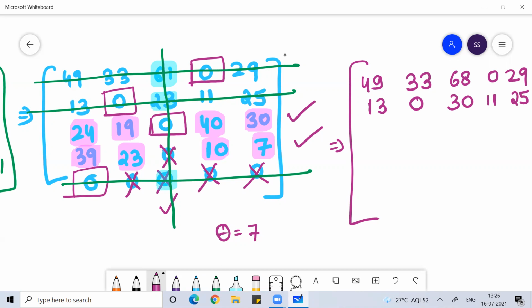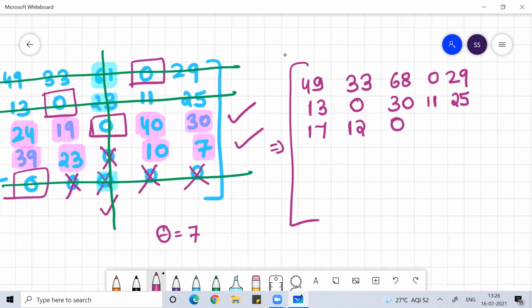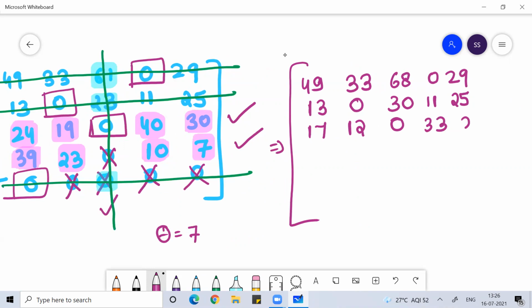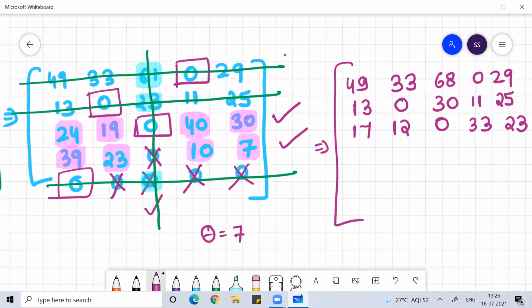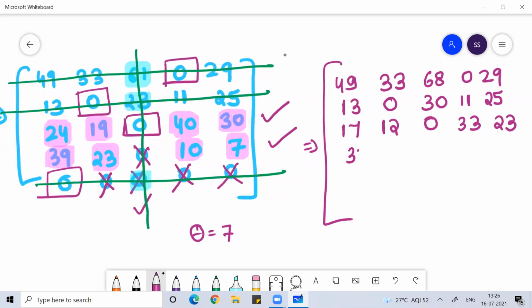Whichever elements are not at all crossed or bisected by any line, subtract theta from them. 24 minus 7, that would be 17. 19 minus 7, that would be 12. 0 will remain 0, crossed by one line. 40 minus 7, 33. 30 minus 7, 23. Then 33 minus 7, 26. 23 minus 7, 16. Then this will be 0. Then this would be 3, 10. Then this would be 0. Then this will be 0, 0, then 7, 0, 0.